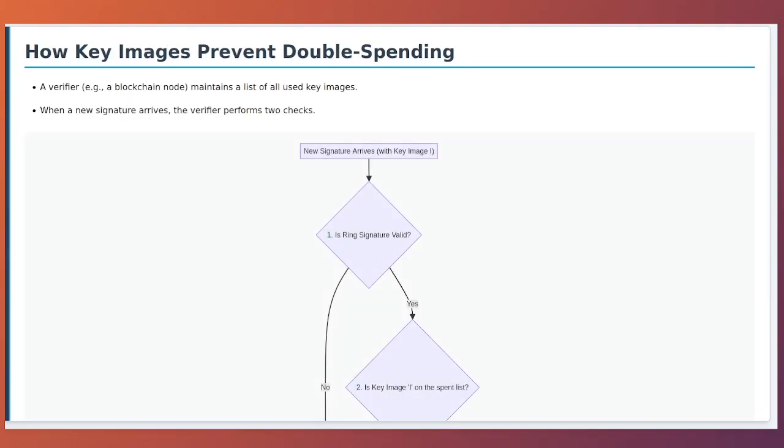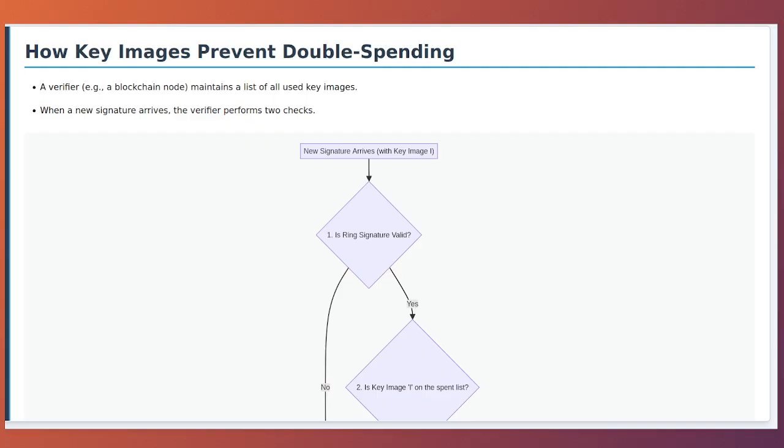How key images prevent double spending. Now that we have the key image, how does it prevent double spending? The process is quite simple, as the diagram on the slide illustrates. When a user wants to perform an anonymous action, like casting a vote or spending a coin, they create a valid ring signature as before. In addition, they must also compute and include the unique key image derived from their private key.